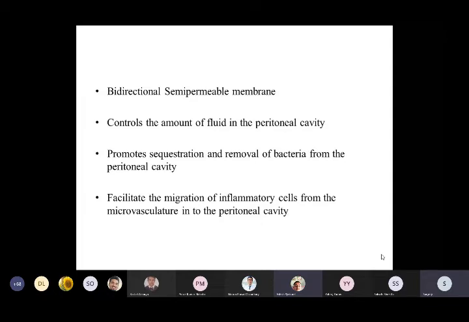The peritoneum is bidirectional. It is a semi-permeable membrane, and it controls the amount of fluid in the peritoneal cavity. It promotes sequestration and removal of bacteria from the peritoneal cavity, and it facilitates the migration of inflammatory cells from the microvasculature into the peritoneal cavity.